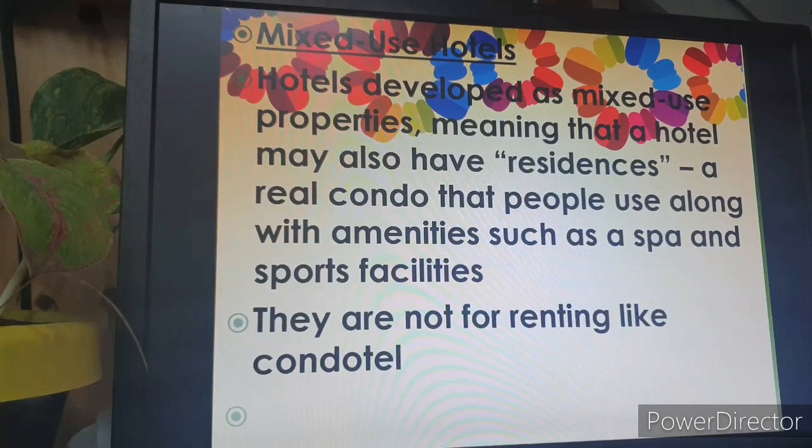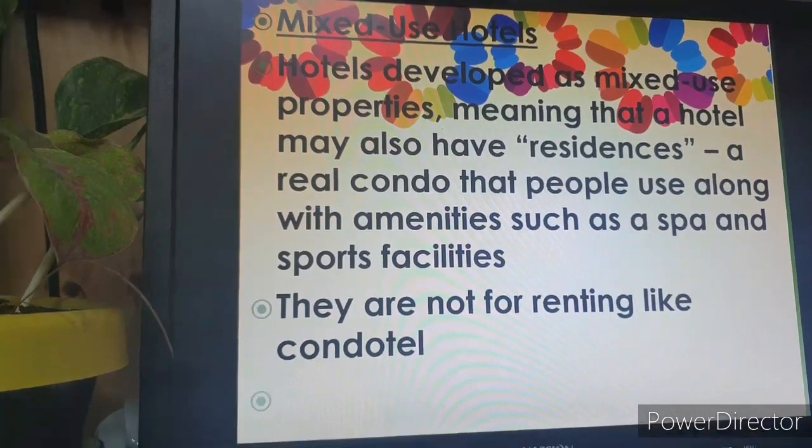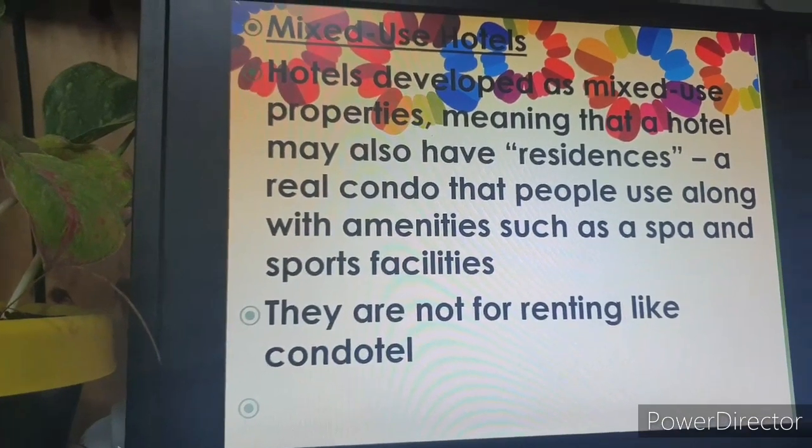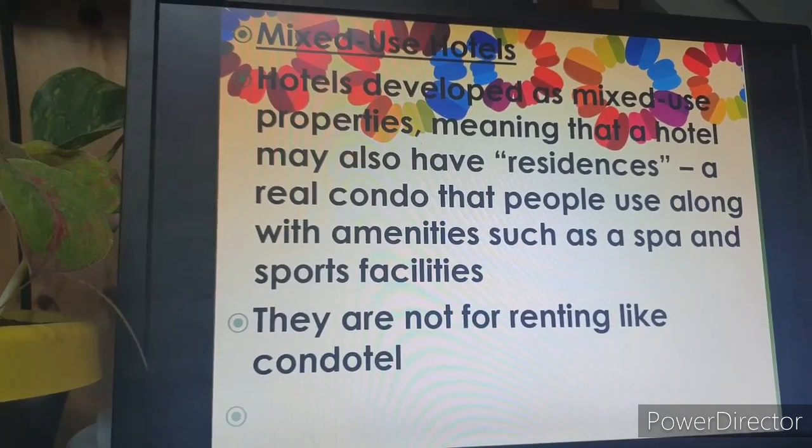Hotels develop as mixed-use properties, meaning that a hotel may also have residences, a real condo that people use, along with amenities such as spa and sports facilities. They're not for renting like a condotel. From the word itself, mixed use, you expect it's like a residential area, a condo type or apartel type, but don't forget they are not for renting.